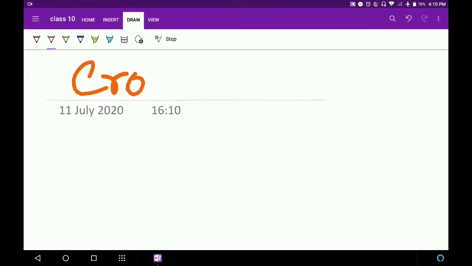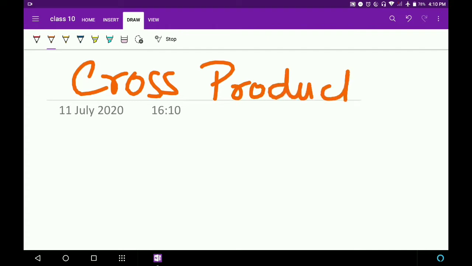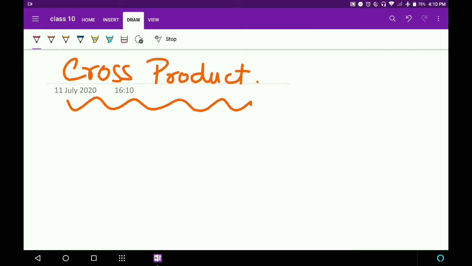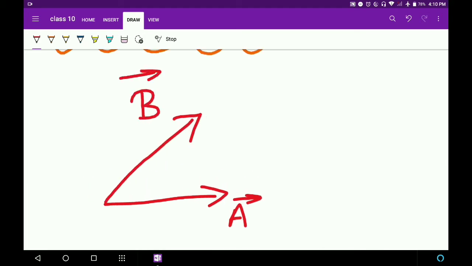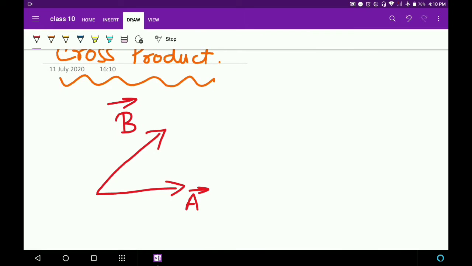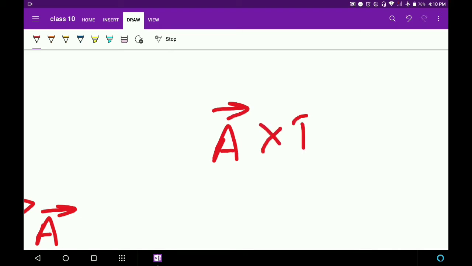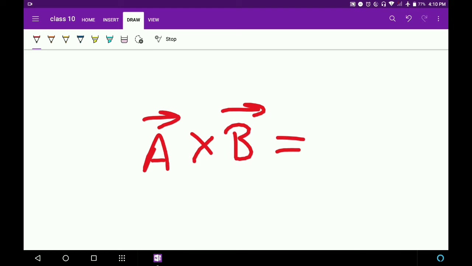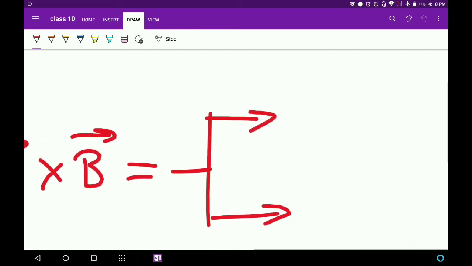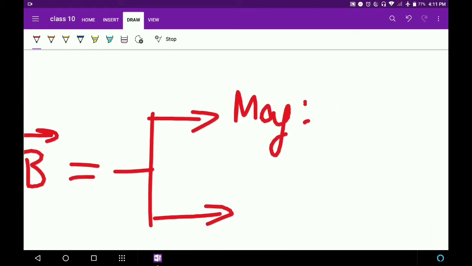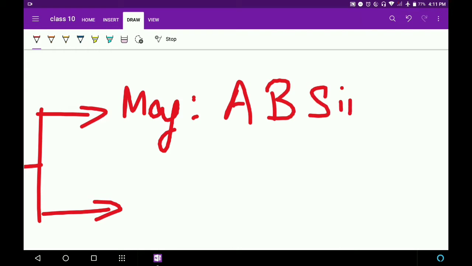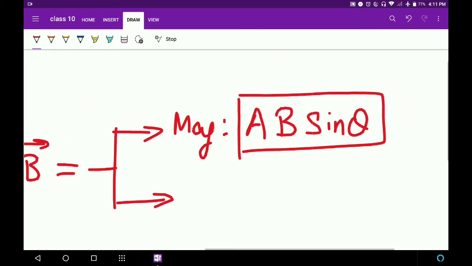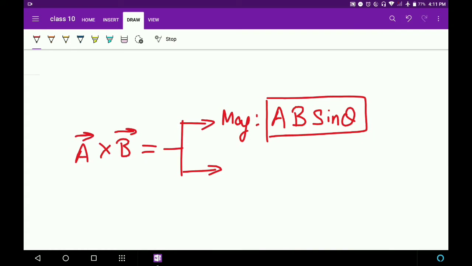Let us discuss a little about cross product. Over here, let's assume that I have two vectors. This is my vector A and this is my vector B. If I want to do the cross product A cross B, then the magnitude of this product will be given by magnitude of A multiplied by magnitude of B multiplied by sine of angle between them.